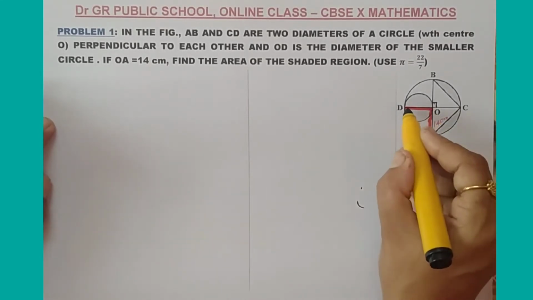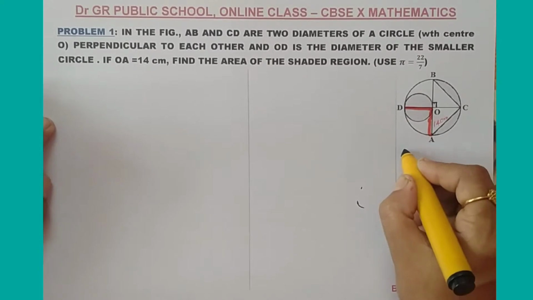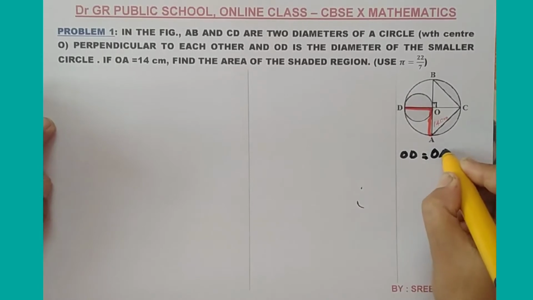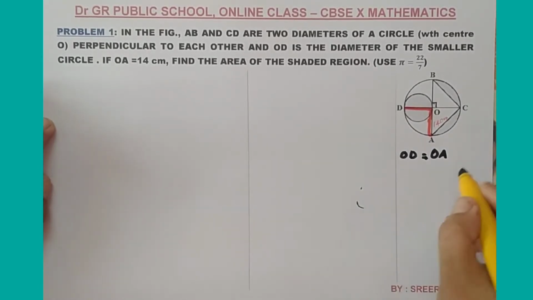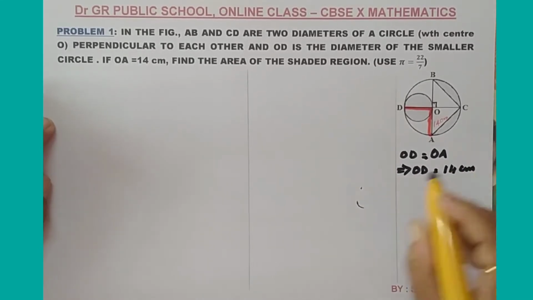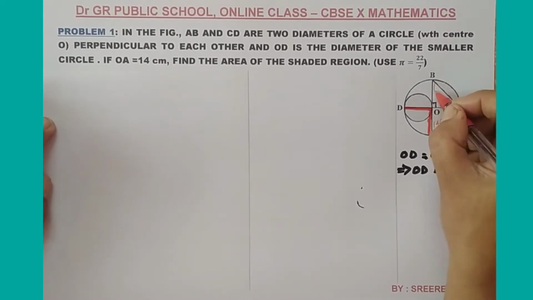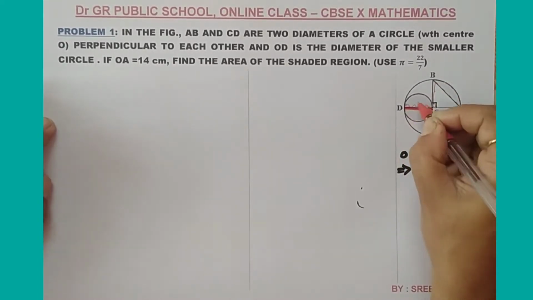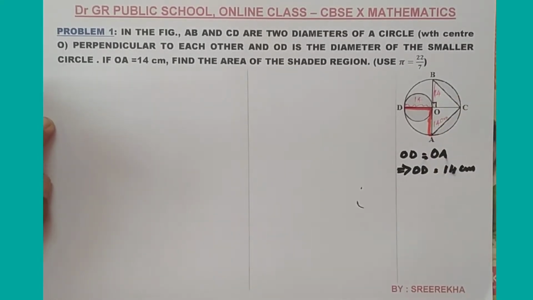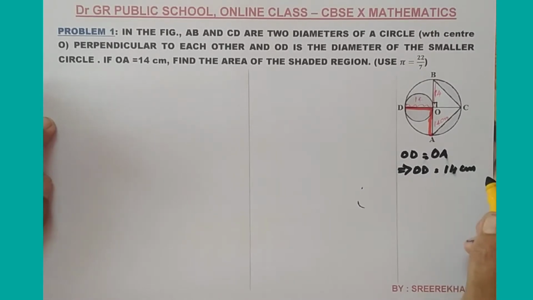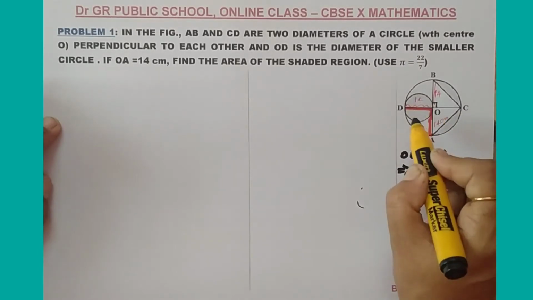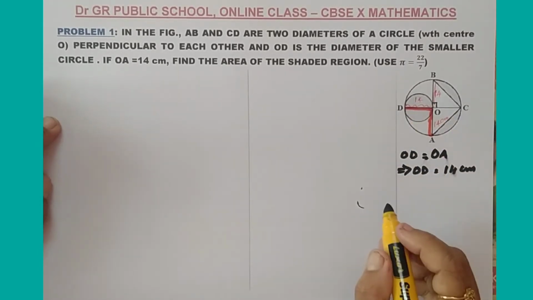At first we can write the diameter of the small circle. OD is actually OA itself. All are radius of the circle. So OD equals 14 centimeter, this also 14, all are radius. OD, the diameter of the small circle, is actually the radius of the large circle.